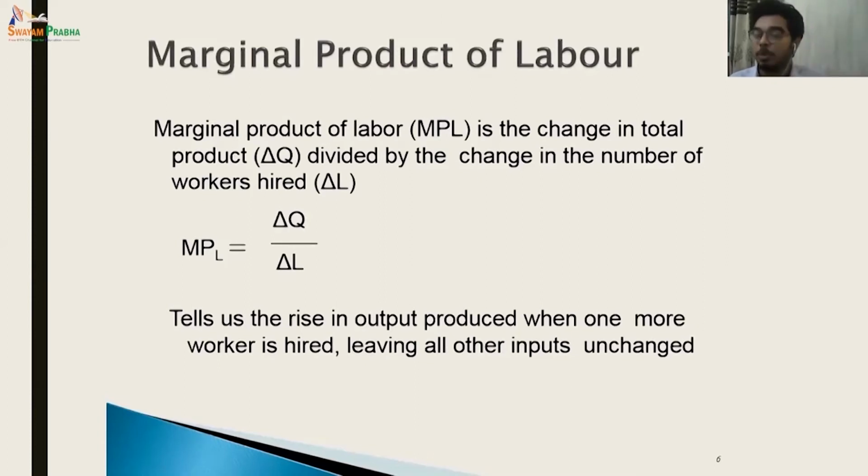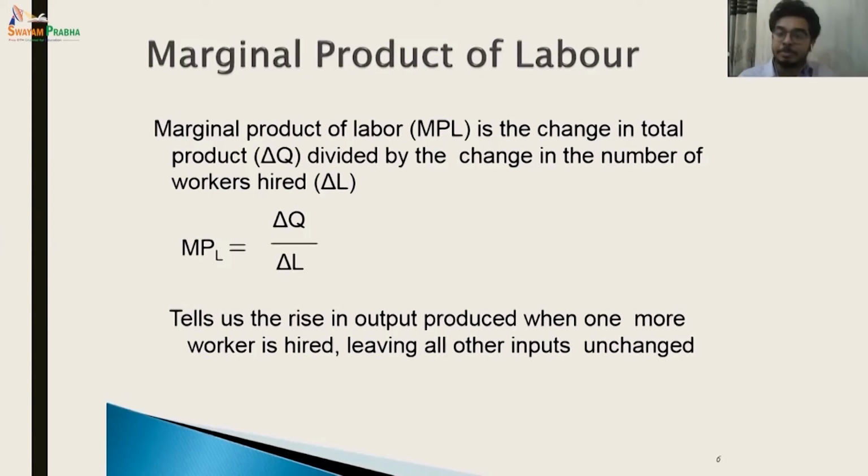Right? Similarly, marginal product of labor is the change in total product, change in Q, divided by 1 extra unit of labor. So change in labor. If marginal product of capital, then change in total product divided by change in capital. So marginal product of labor is the change in total product divided by the change in the number of workers hired, or how much extra production I will make with 1 extra unit of labor, or how much additional production I will make when I hire 1 extra unit of capital. Right? That is marginal product of labor and marginal product of capital.